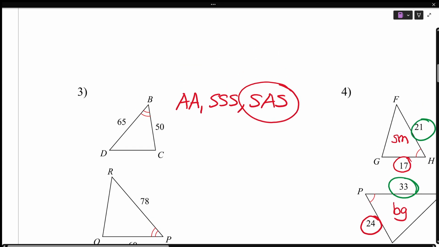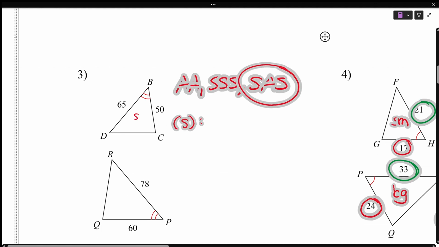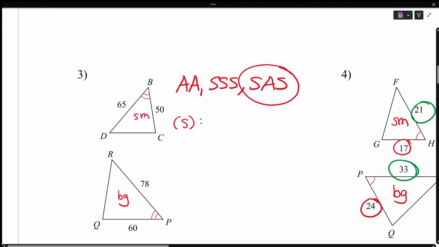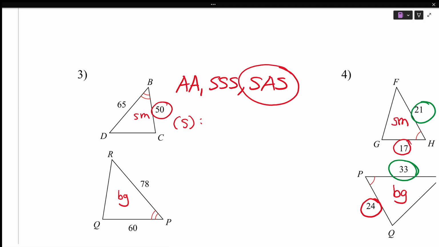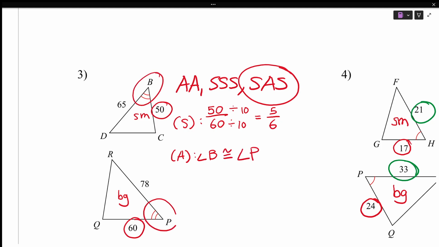So again, let's set it up. The first pair of sides is going to be smaller triangle over bigger triangle. Between 78 and 60, 60 is smaller, so 50 over 60, divide by 10. That's going to be 5 over 6. Congruent angles are going to be B and P. Angle B is congruent to angle P. Again, how do I know? They both have two arc marks.